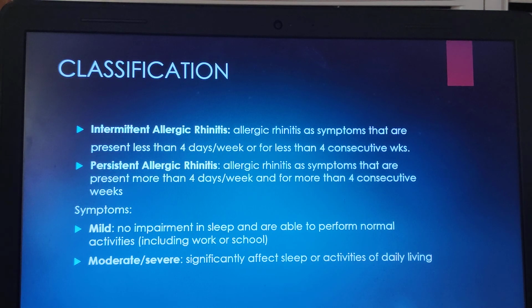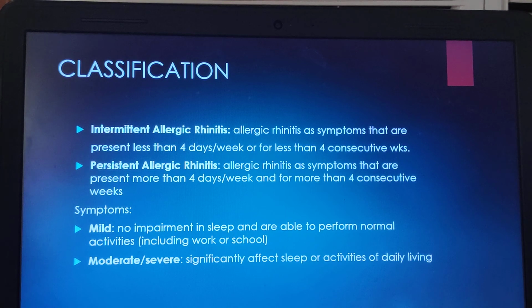Now, in intermittent allergic rhinitis, the symptoms are present less than 4 days in a week and less than 4 consecutive weeks. So the timing is important. Whereas in persistent allergic rhinitis, the symptoms persist for more than 4 days in a week and for more than 4 consecutive weeks. So essentially these two classifications, which are based on the duration of symptoms or the onset of symptoms, are used all across.